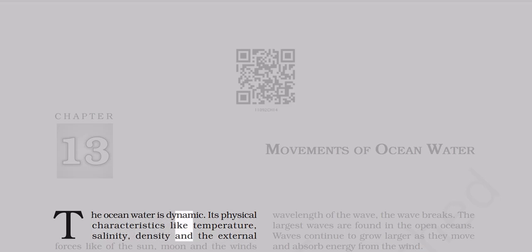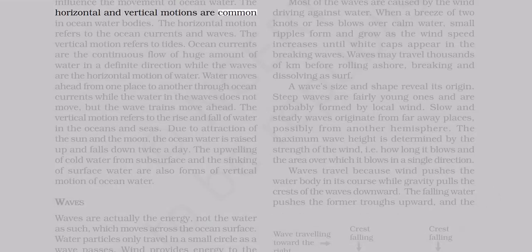Temperature, salinity, density, and the external forces like the sun, moon, and the winds influence the movement of ocean water. The horizontal and vertical motions are common in ocean water bodies. The horizontal motion refers to the ocean currents and waves. The vertical motion refers to tides.